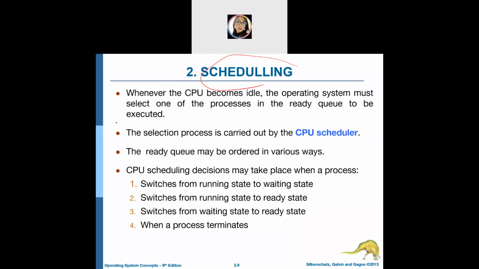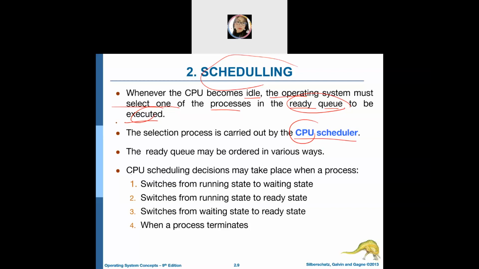Whenever your CPU becomes idle, the operating system must select one of the processes in the ready queue to be executed. So you're just waiting for a while, waiting for it to execute. The selection is carried out by your scheduler, but it is handled by your CPU scheduler. The ready queue may be ordered in various ways.